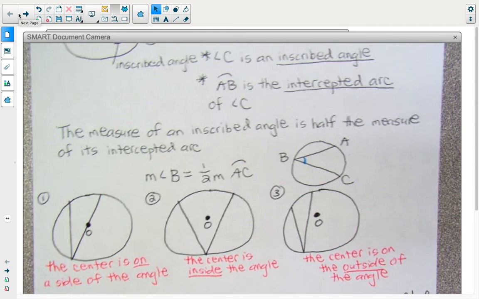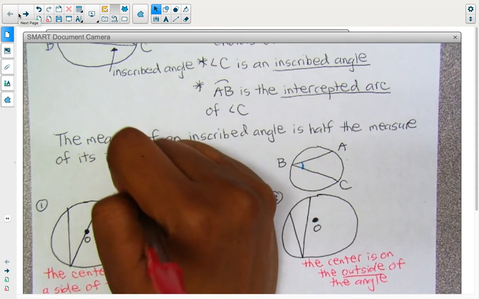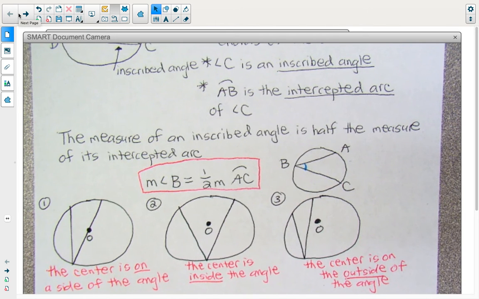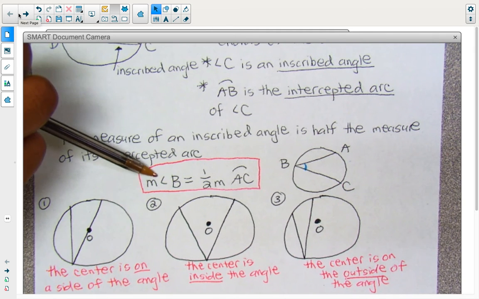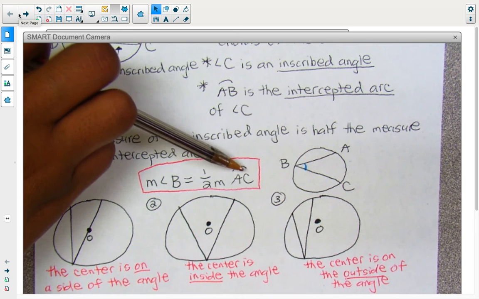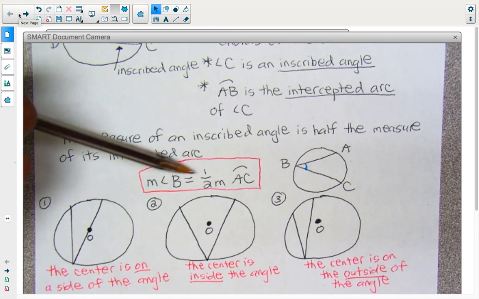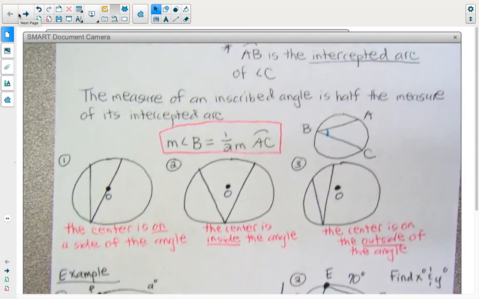Now we're going to go through this formula here. We're going to use this to solve a couple of problems. So we're going to be finding the arc measure and the measure of the inscribed angle. We're going to be using the fact that the measure of the inscribed angle is equal to half of the arc. So here's example 1.